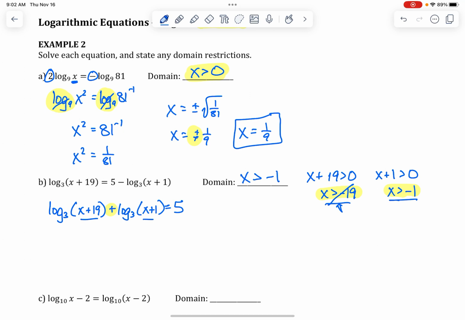Okay, so getting back to the log, since we're adding them, that means we can take each piece, x plus 19, and multiply it by x plus 1. Now, don't get too crazy yet. Oops, I forgot the 3 there, the base. Eventually, we're going to multiply this out, but we're not going to do it yet. First, since we have one log now, like that first set of examples, we can write this as 3 to the 5th equals this set of factors.